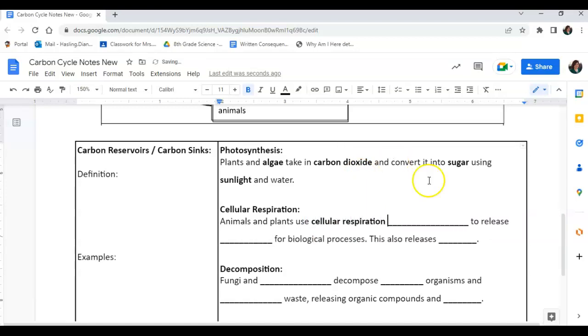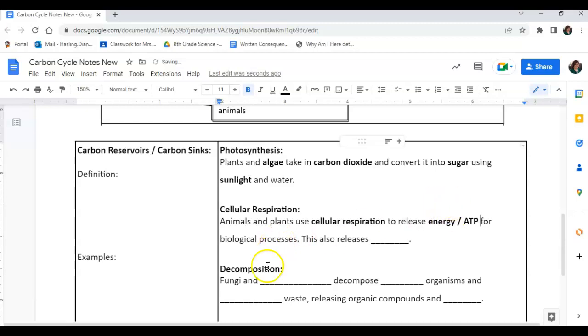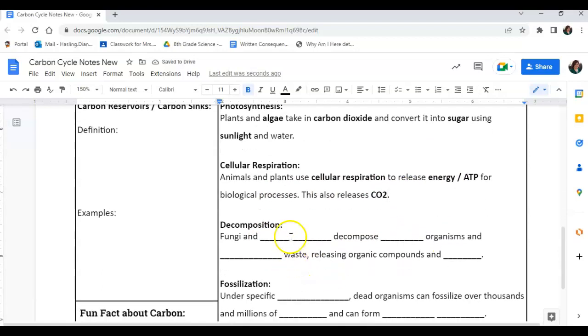So all living organisms perform cellular respiration. Use cellular respiration to release, remember, energy, ATP. ATP is the form of energy for biological processes. This is also going to release CO2 into the atmosphere as carbon dioxide. There's your carbon being released. So what I want to focus on as we end here in a minute, I'm going to talk about it being released.